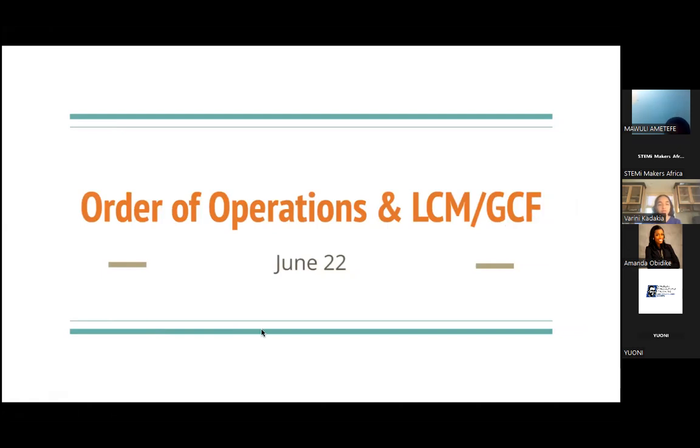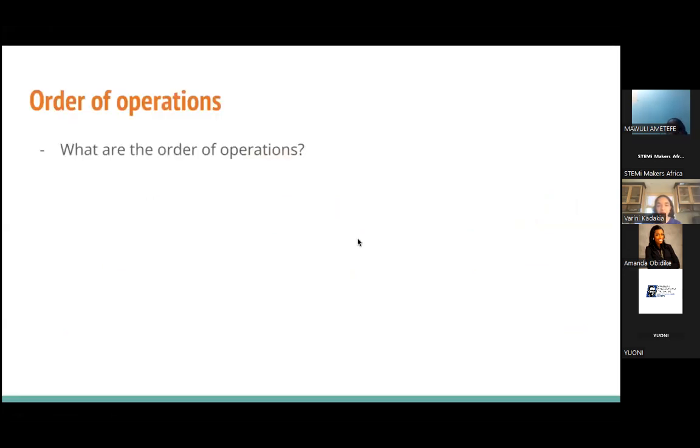Today we'll go over order of operations in LCM or GCF. But before we start, did anyone have any questions on the worksheet I gave you? Okay, so I'm gonna take that as no questions. So we'll move on. What are the order of operations? Are you guys familiar with the order of operations? You can let me know in the chat. The worksheet was posted on the Google Classroom.